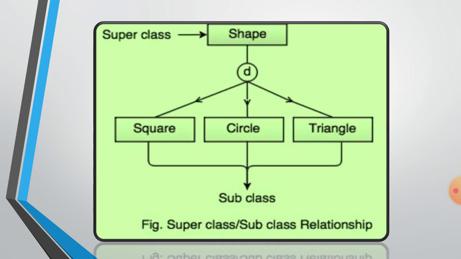If you observe this diagrammatic representation, shape is the superclass. Based on the shape superclass attributes, the new subclasses are formed. What are those? Square, circle, triangle. Between the superclass entity shape and the subclass entity types, we represent one symbol. That symbol is called a D within a circle. It means it is an implementation of the inheritance concept. Next one, generalization.